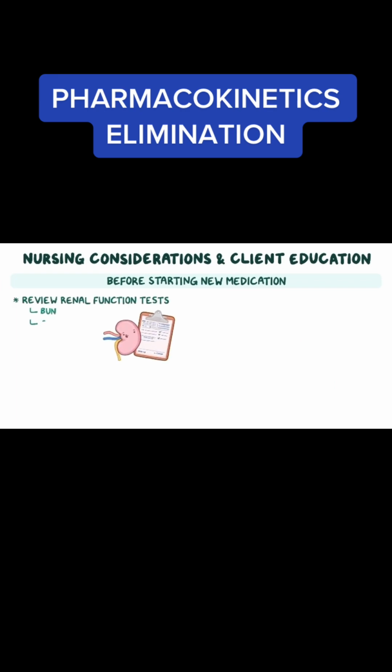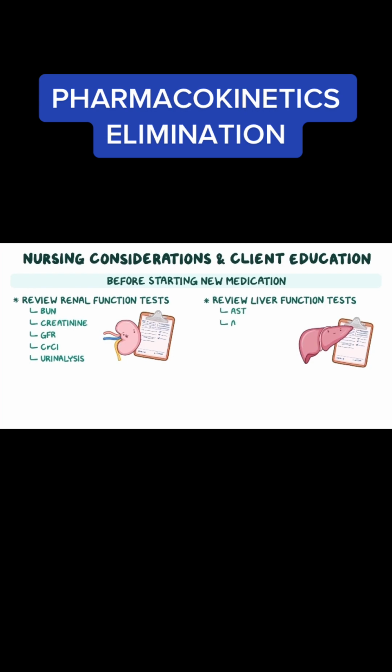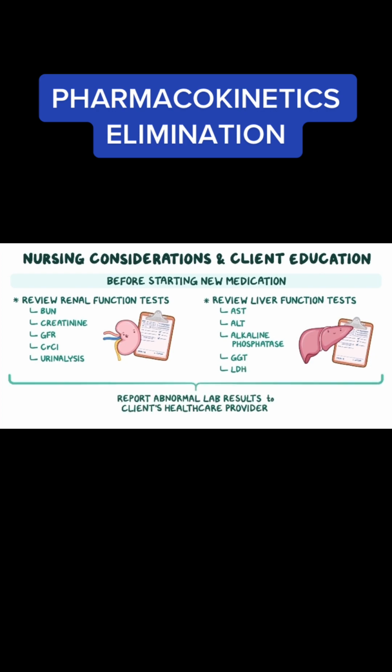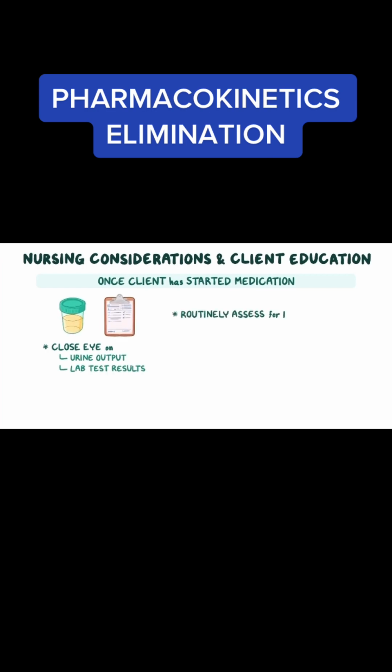Another key step before starting a new medication is to review the ordered renal function tests, including BUN, creatinine, GFR, and creatinine clearance, and urinalysis, as well as liver function tests, including AST, ALT, alkaline phosphatase, GGT, and LDH. Report abnormal lab results to your client's healthcare provider. Once your client has started their medication, keep a close eye on their urine output and laboratory test results. Routinely assess for factors that influence medication elimination and use this information to evaluate the therapeutic response.